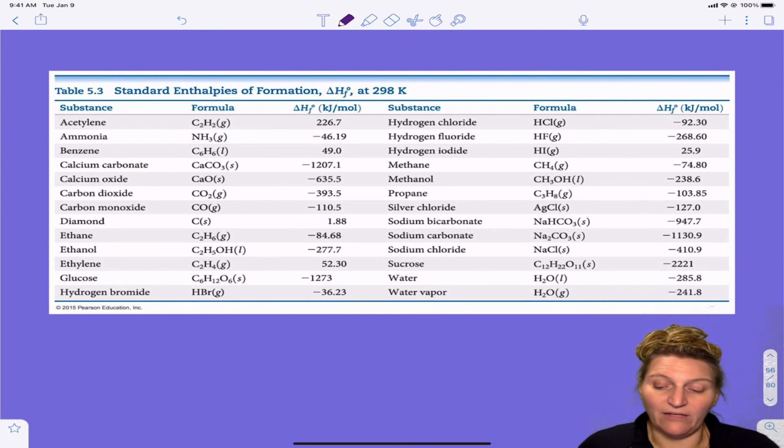So here's a small subset of Appendix C. These are the ones that you need in order to do the practice problems, but for the homework problems, you need to use the full appendix. Sometimes they're positive, sometimes they're negative, and they are always in kilojoules per mole.